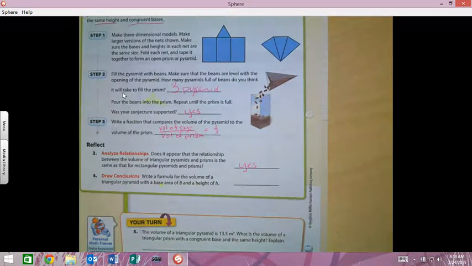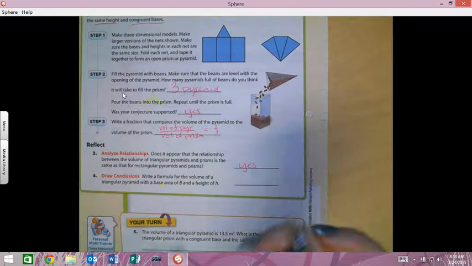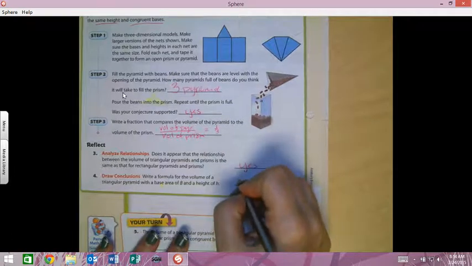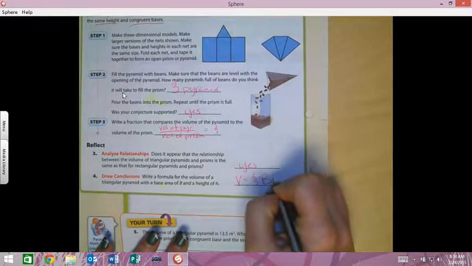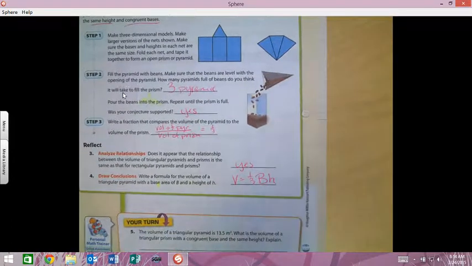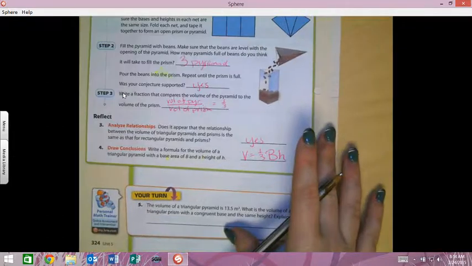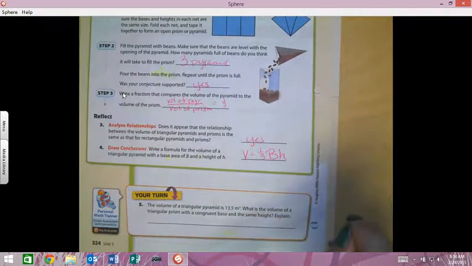So then 4, it says write a formula for the volume of a triangular pyramid with a base area of big B and a height of h. So for pyramids, we're going to have 1/3 big B times h. So for the your turn, as usual, I'd like for you to pause the video and try the your turn on your own, and when you come back, you'll have an answer here.